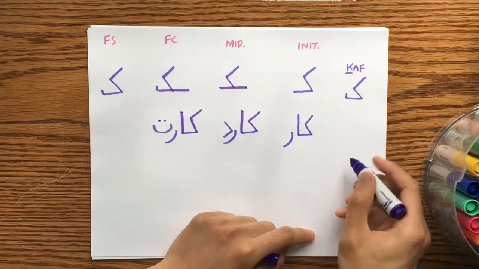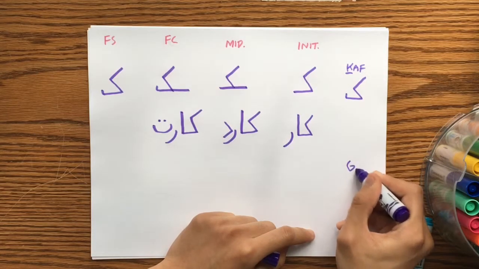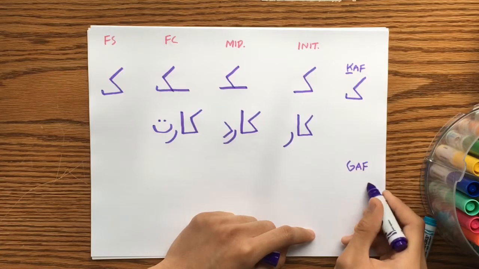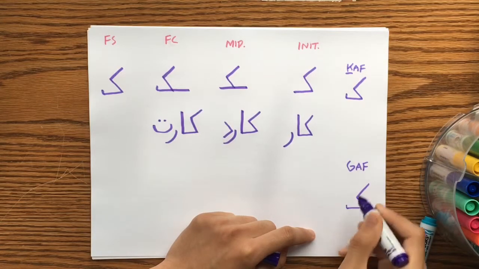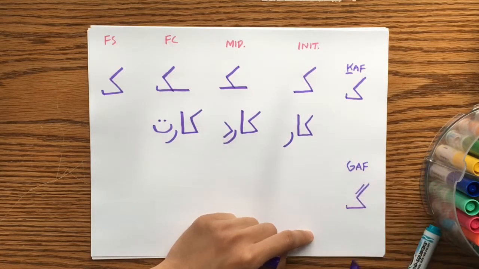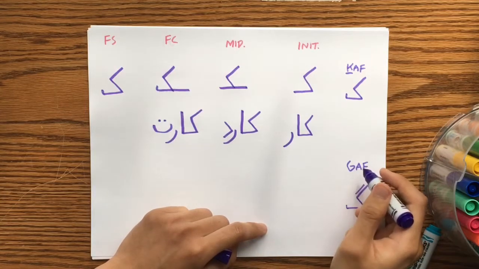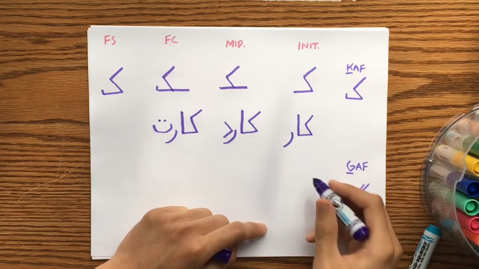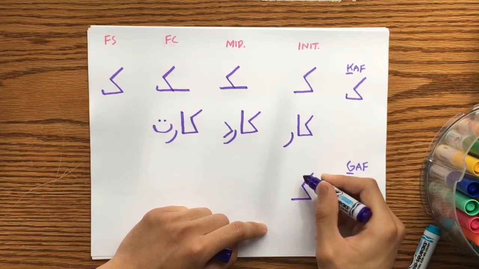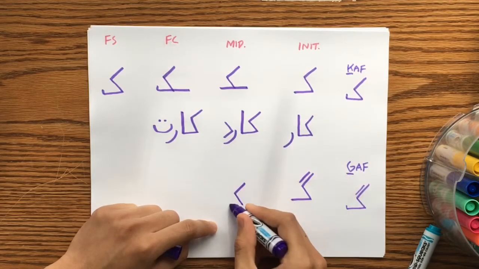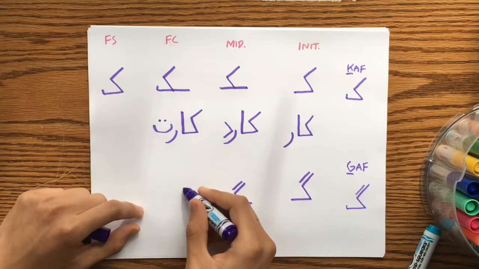Okay, and next we have gaf, which looks like kaf, except it has a little line over here. Gaf makes the G sound. So also a connector, exactly the same except it has this little line on the top.